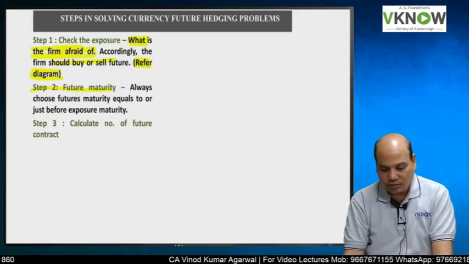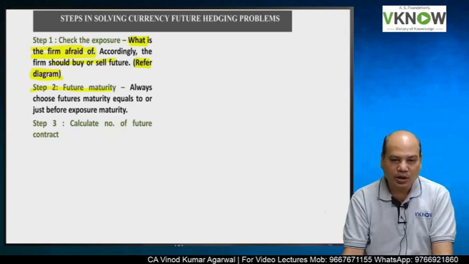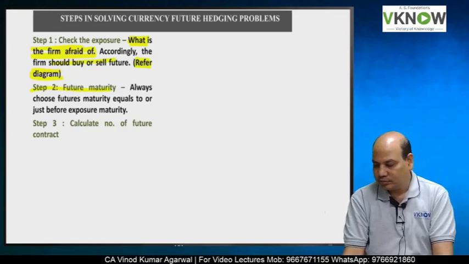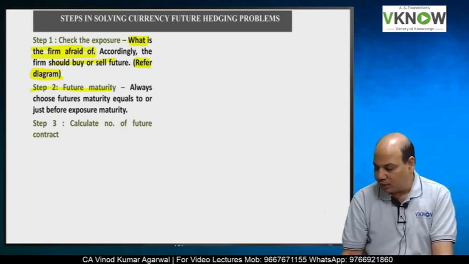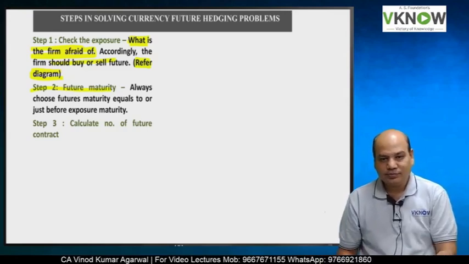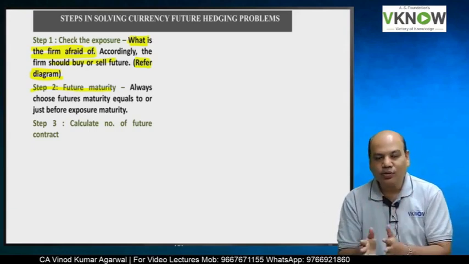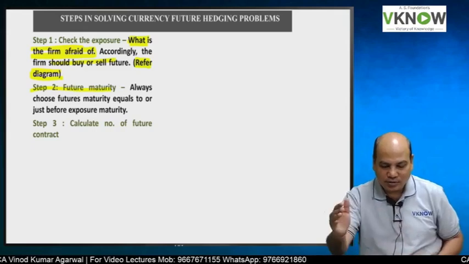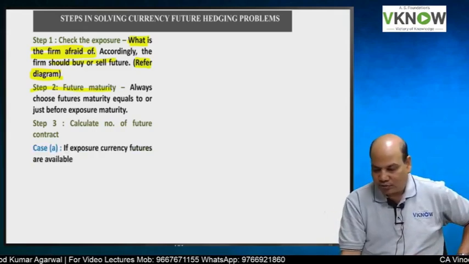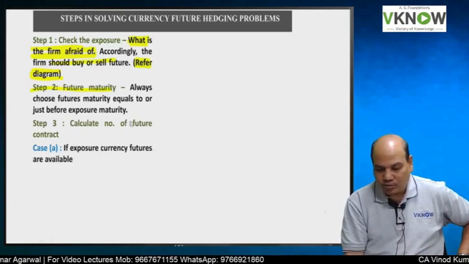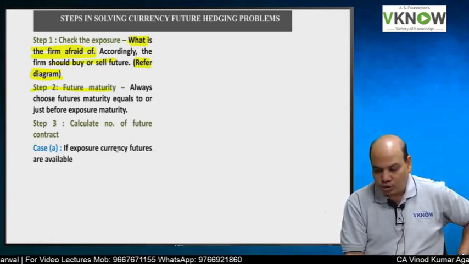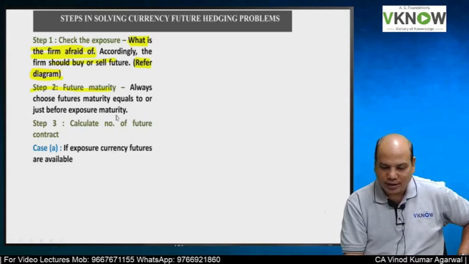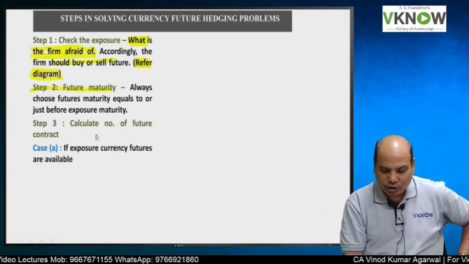Step number 3, calculate number of future contracts, because you can't buy future contracts in fraction. You don't get exact amount of future contract. You have to either round it off to the lowest or the highest side. Write down. Student has to write. Later on you will not remember what I said, but your notes will remind you. So how do you compute the number of future contracts?